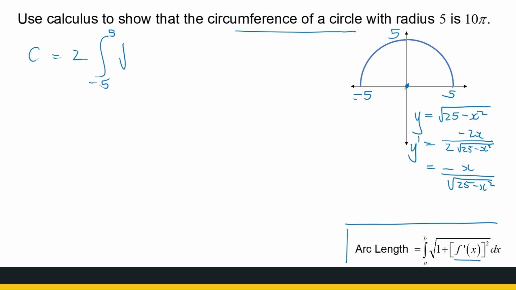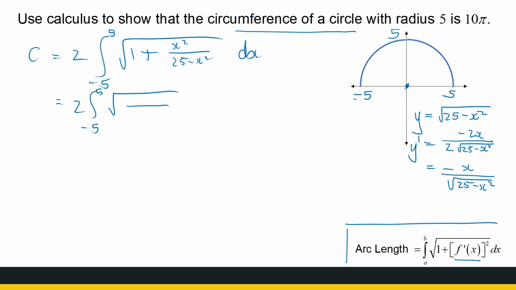The square root of 1 plus the derivative of the function squared. So if I square that, I get x squared over 25 minus x squared dx. Now, as it stands there, it's pretty ugly. We need to do something with whatever's inside that root, because none of our standard integrals can help us with that. So that's 2 times the integral from minus 5 to 5 of the square root. Let's put that in one term. I've got 25 minus x squared. Then my numerator will be 25 minus x squared plus x squared. So that gives me a 25 dx.